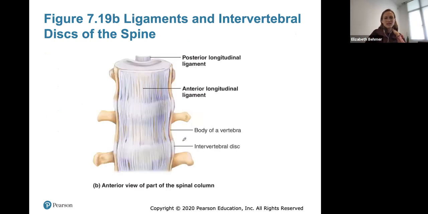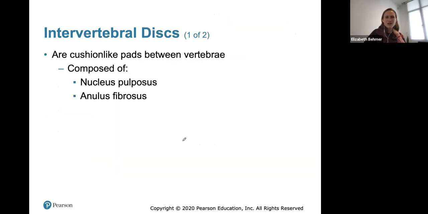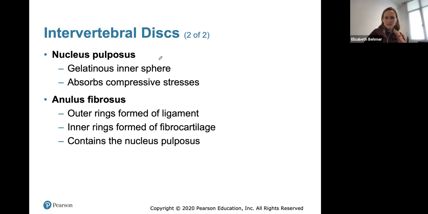So here is the anterior view of part of the spinal column with that anterior longitudinal ligament. The intervertebral discs are cushion-like pads. They're composed of the nucleus pulposus and the annulus fibrosus, which is made up of fibrous cartilage. The nucleus pulposus is more gelatin, jelly-like, and then the annulus fibrosus is made up of fibrocartilage.